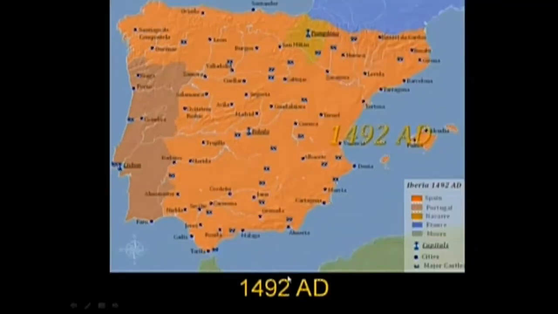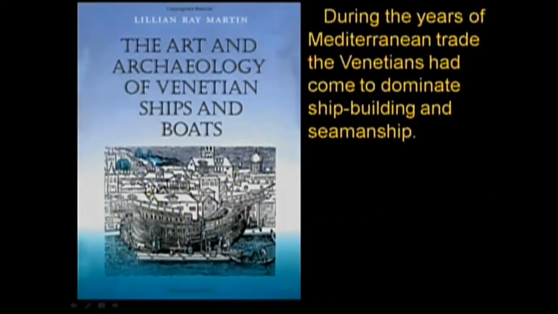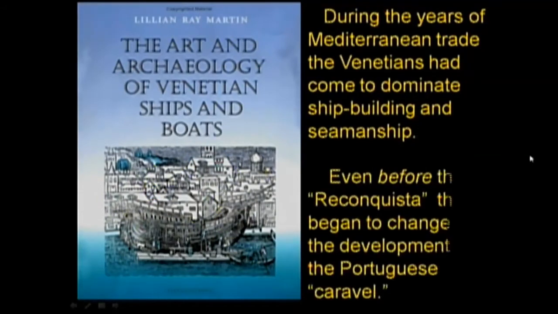From 1265 on to 1492, that last enclave of Arab control is ousted. Now, during the years of the Mediterranean trade, the Venetians had come to dominate the shipbuilding and seamanship in the Mediterranean. So even before the Reconquista, this began to change with the development of the Portuguese caravel. The Portuguese developed a ship which is very different from Venetian ships, and it was meant to be able to travel both within the Mediterranean and in the Atlantic.